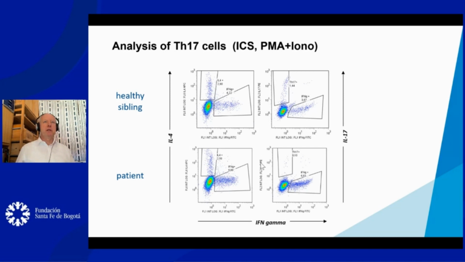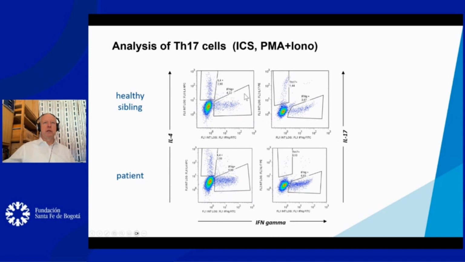So we stimulate T cells. It's an intracellular staining in T cells, and we activated the cells by PMA and ionomycin. And as you can see here, the healthy sibling expresses IL-4, IL-17, and also interferon gamma in his T cells.